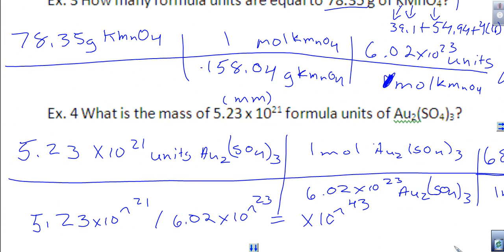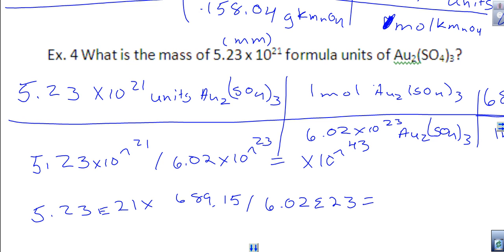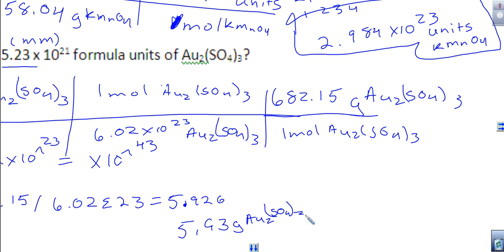So what do you do differently? That's a great question. Instead you do 5.23, then press the second comma key, which gives you the symbol that looks like an E. Then you put 21, multiply that by 682.15, and then divide all that by 6.02 E 23. You do that, you'll get the right answer, which is what, guys? The answer ends up being 5.926, and we need to round to 3 sig figs. So the answer is 5.93 grams of Au2(SO4)3. And that's it.